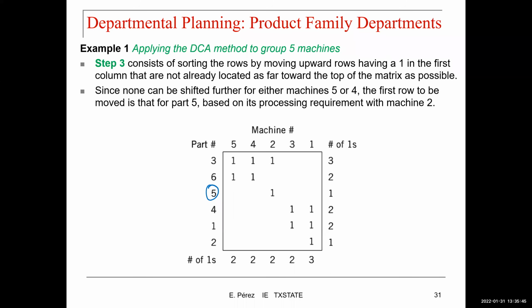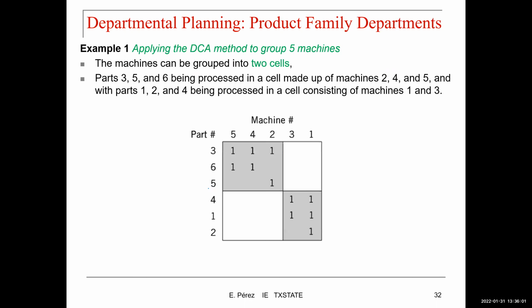4, 1, 2. And at this point, we're done. I mean, we're done with the processing of the matrix. The question now is, can we form cells based on this information? The answer is yes. The machines can be grouped into 2 cells.